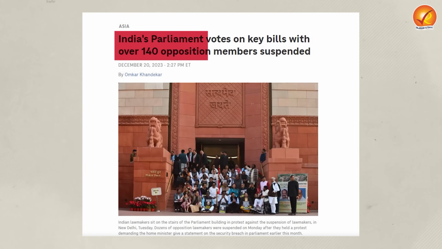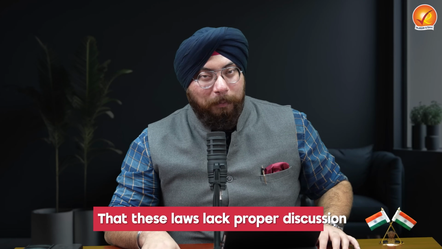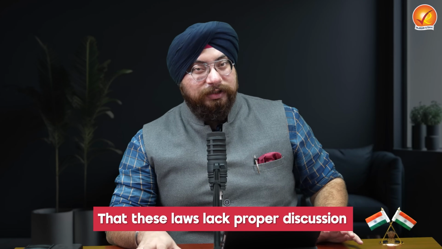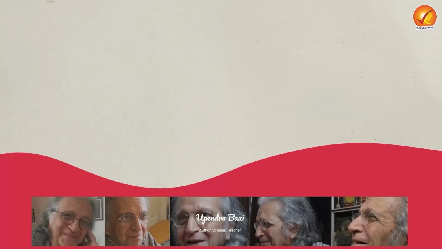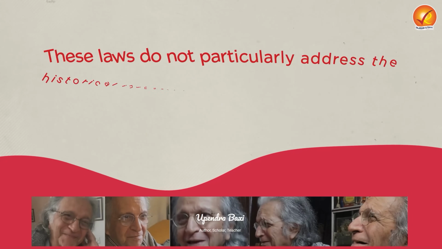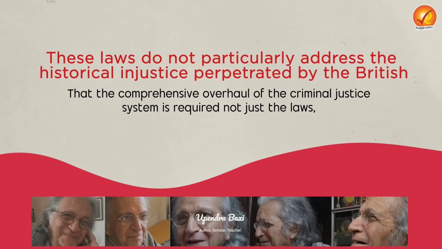Now, while these laws were being passed, close to 140 members of parliament were suspended from that particular session. So many prominent politicians and MPs say these laws lack proper discussion and discourse, which is very, very essential to make a law meaningful and effective. Now, Upendra Baxi, a legal scholar, has said that these laws do not particularly address the historical injustice perpetrated by the British, and suggested that a comprehensive overhaul of the criminal justice system is required.